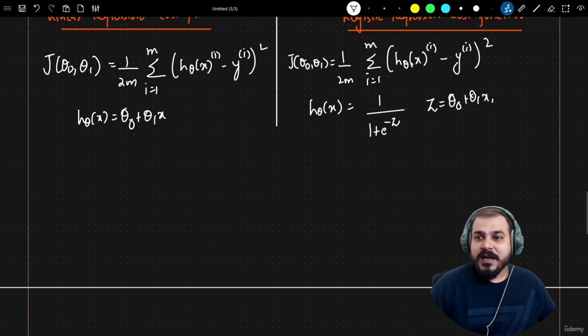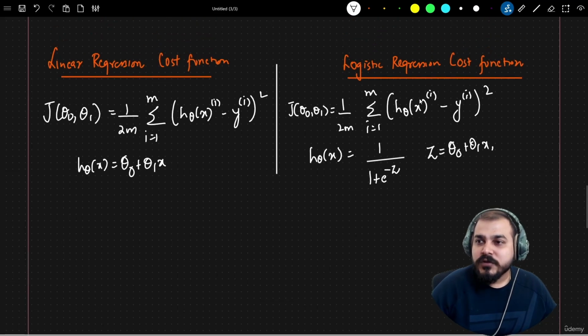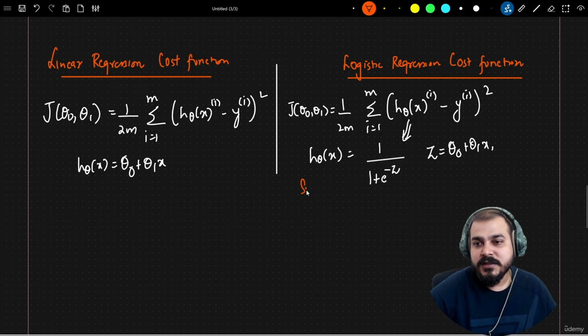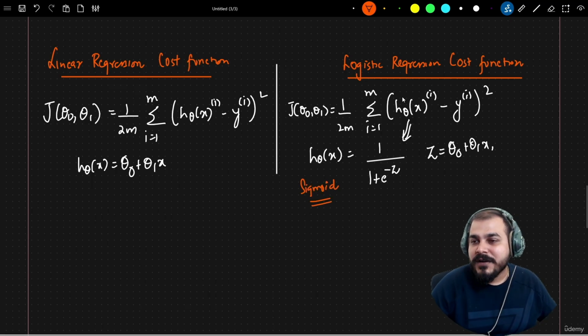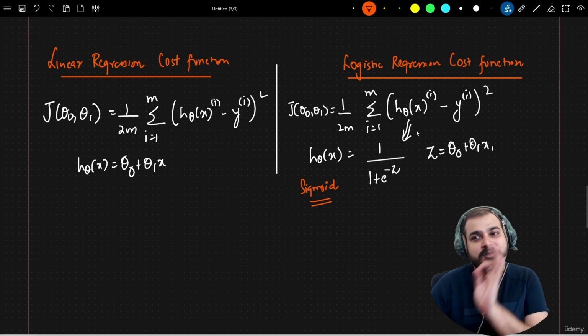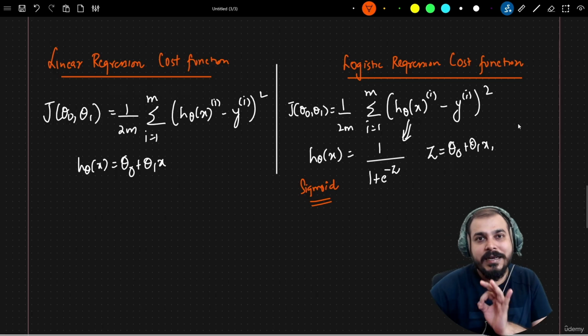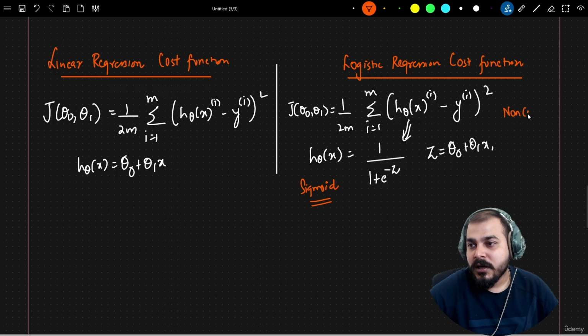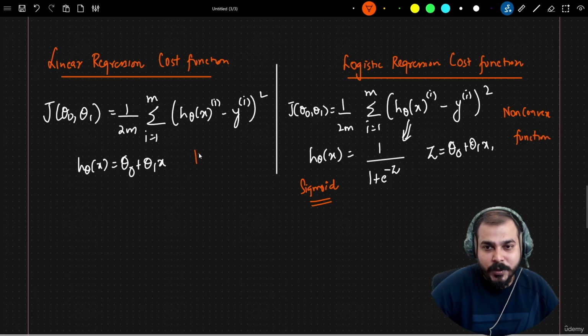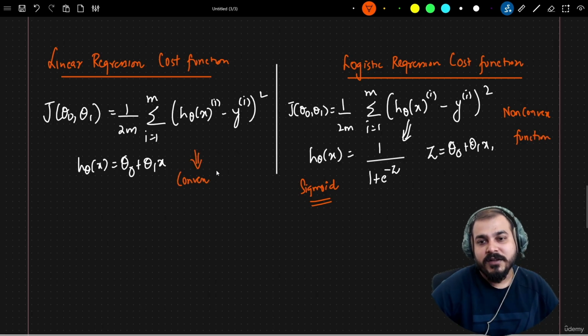Now if I use this notation, understand what will happen. If I directly use this cost function, what is h theta of x inside it? It is nothing but this sigmoid activation function. Now, can we get the gradient descent curve with the help of this particular cost function? The answer is no. Why? Because if I try to plot this cost function with respect to theta and cost, it is going to give me a non-convex function, whereas the linear regression equation gives me a convex function.